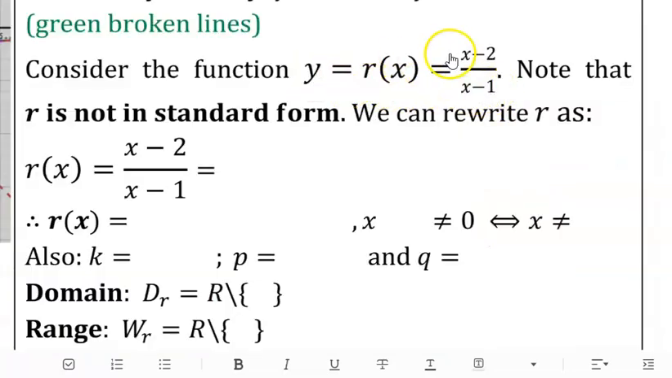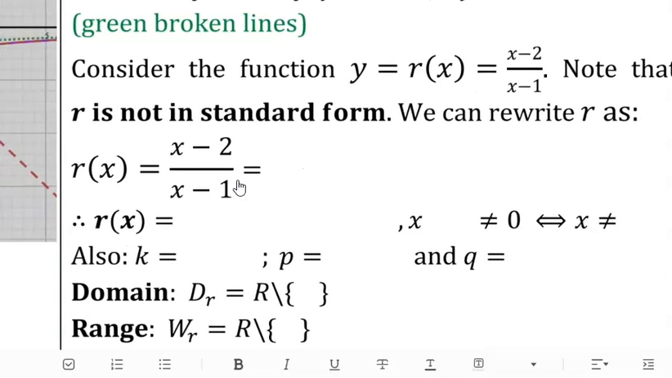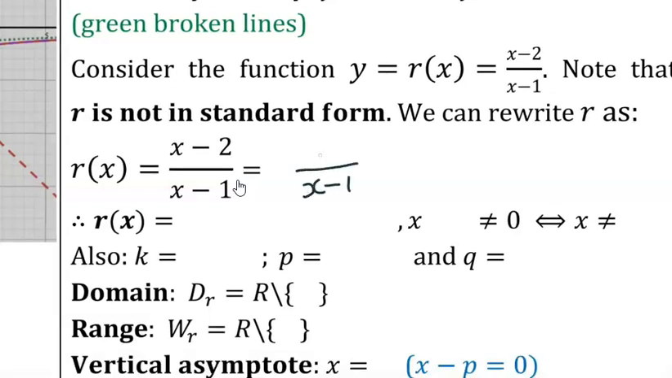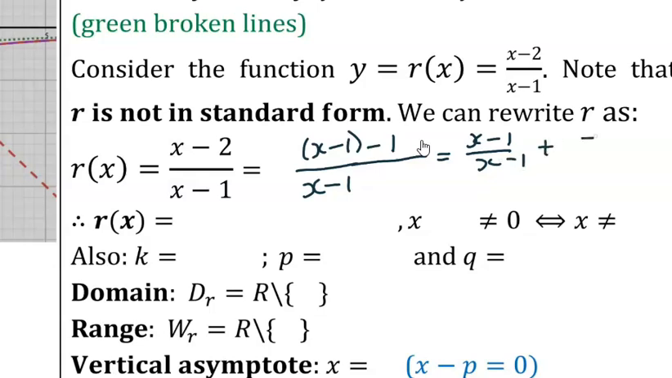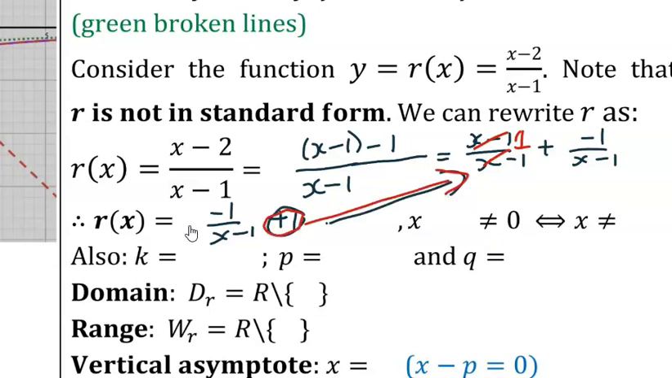If I go back to my function y equal to x minus 2 over x minus 1, then I have to write it in standard form. The easiest way to do that is I take the denominator stays the same, then I write x minus 1 on the top also. In this case, I can rewrite the x minus 2 as x minus 1 minus 1 like that. So in the numerator, I have got x minus 1 minus 1. Now I split the fraction to x minus 1 over x minus 1 plus minus 1 over x minus 1. I can write r of x now as minus 1 over x minus 1 plus 1, and the plus 1 comes from here where I've cancelled my x minus 1 divided by x minus 1.